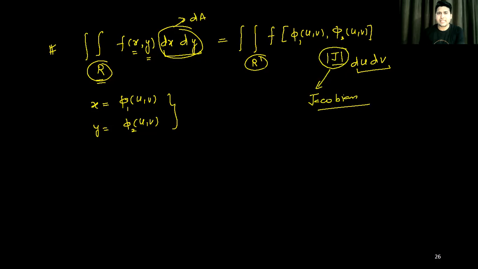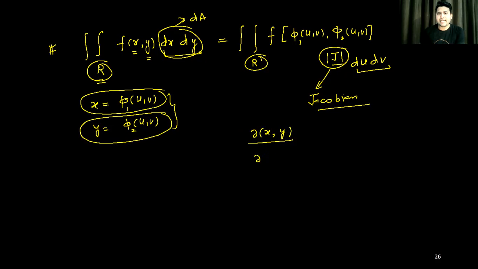When a region is converted from R to R dash, it means what? The Jacobian is evaluated or obtained from the given substitution. The substitution that we did, on the basis of that, this J will be calculated. J is nothing but the Jacobian, which is what? The rate of change in x and y with respect to u and v.